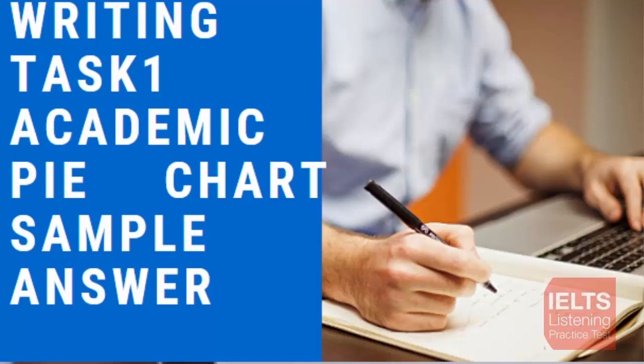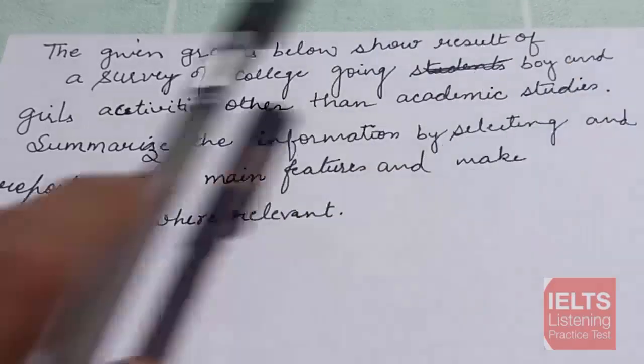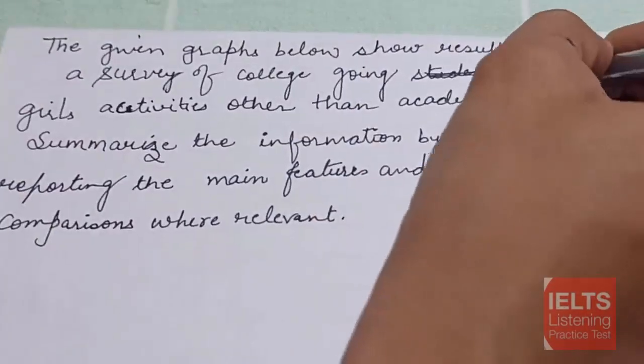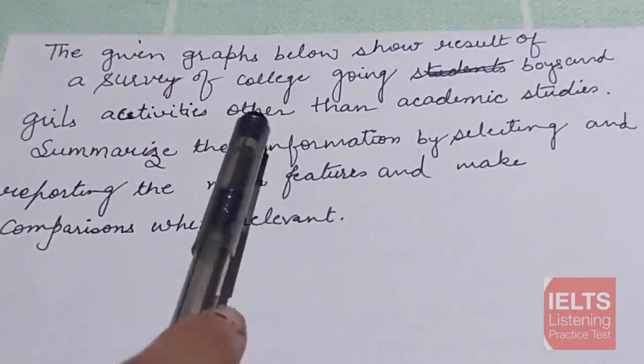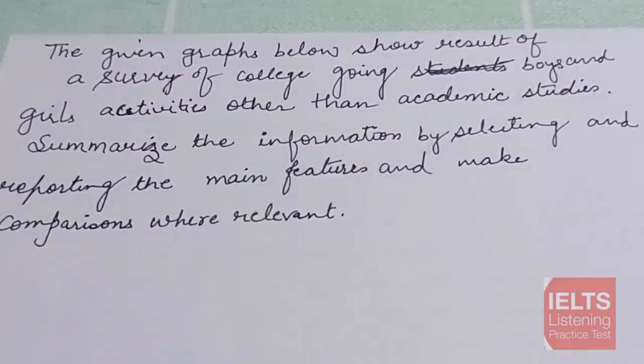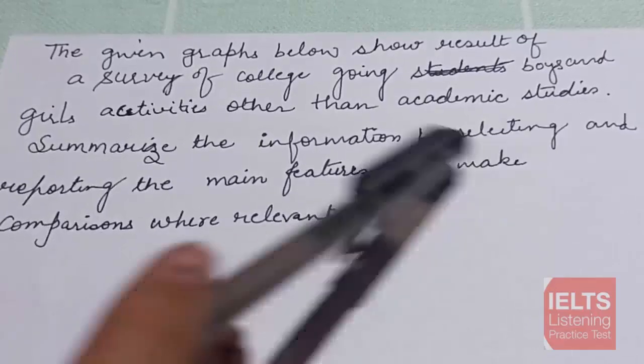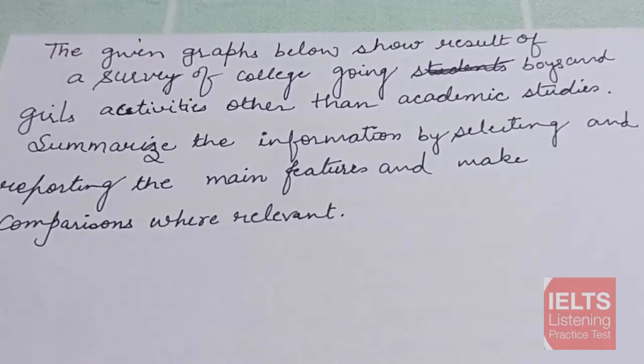The question says, the given graphs below show the result of a survey of college going boys and girls' activities other than academic studies. So the graphs are about the activities of the students rather than the subject learning. Summarize the information by selecting and reporting the main features and make comparisons where relevant.